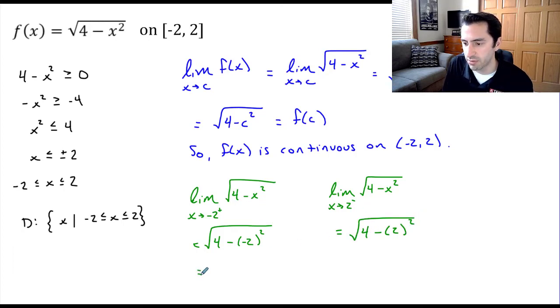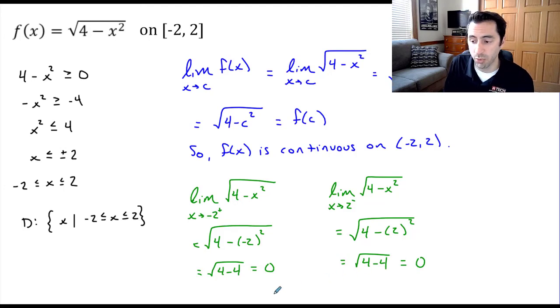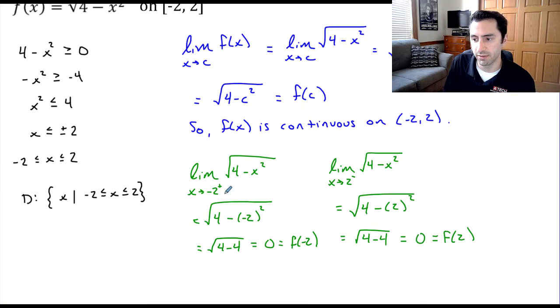Simplifying these expressions, we end up with 4 minus 4, which is 0. And in the second one, we also end up with 4 minus 4. So this is the square root of 0, which is just 0. And then the same thing on this one. Now, it's important that we ended up with 0 here, because that value is what we would get if we do the function value of f of -2, and it's what we would get if we plug in +2 as well.